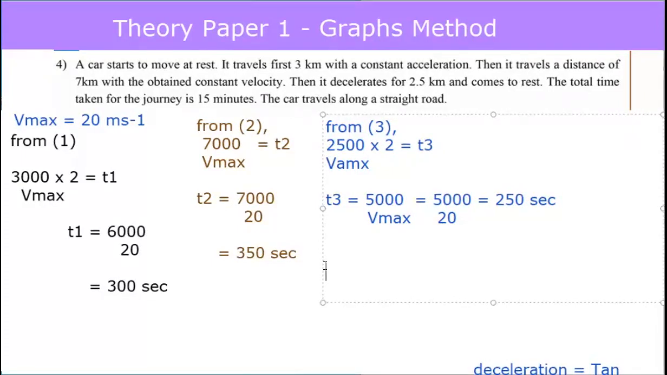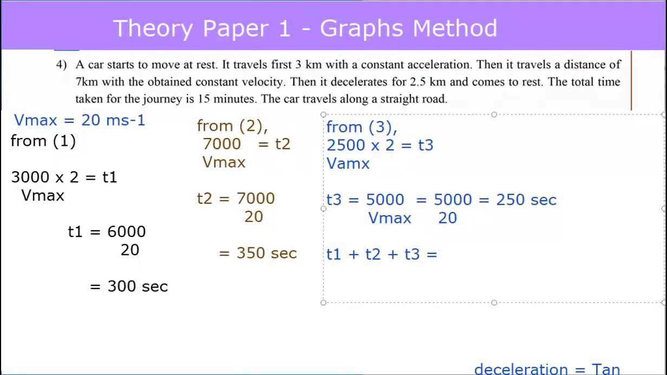So if you add T1, T2, T3: T1 is 300, T2 is 350, T3 is 250. So 350 plus 250 is 600. 600 plus this 300 is 900. So that is correct. So it is 900 seconds, which means 15 minutes, correct. So all of our answers are correct.